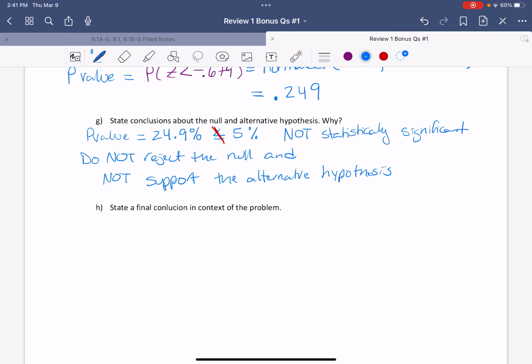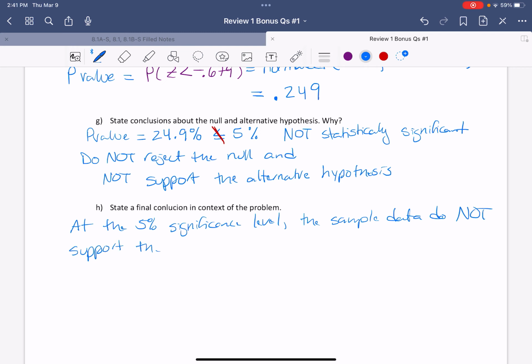Okay, so let's continue with part E. State a final conclusion in the context of the problem. So, at the 5% significance level, the sample data do not support the claim, and then you just copy whatever the claim was, which I forgot.